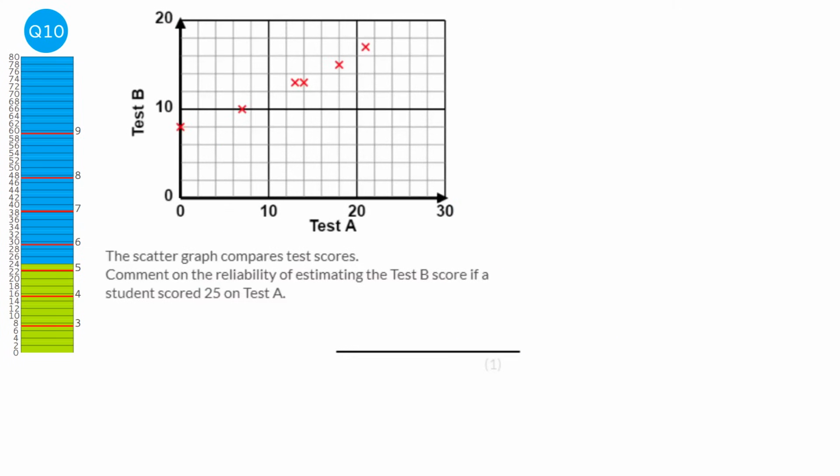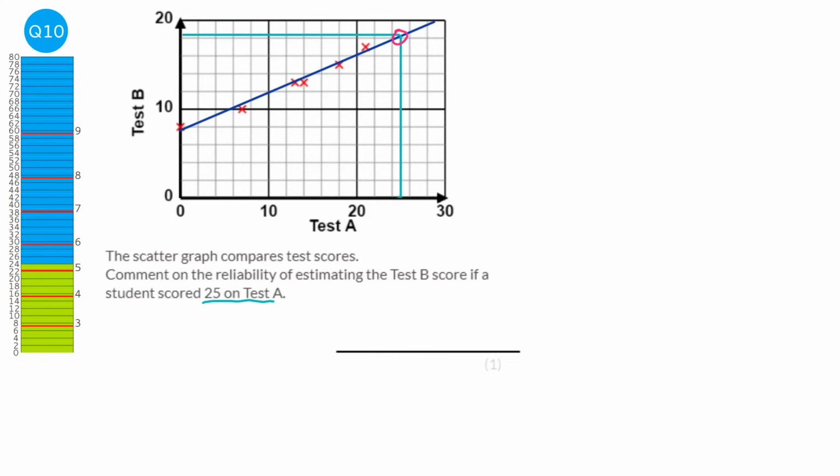So to make estimates from a scatter graph, we've got to first of all draw a line of best fit, which would be something like this. And what we'll do is to find an estimate of test score B, given the fact they got 25 on test A, means that we would draw a line up from test A at 25, should be here, and then across, and that's how we would make the estimate. But look at where that is hitting our line of best fit.